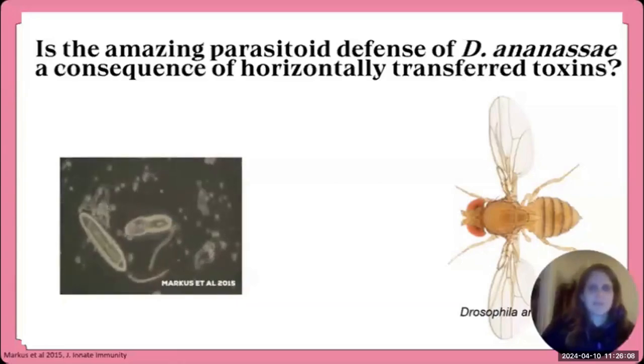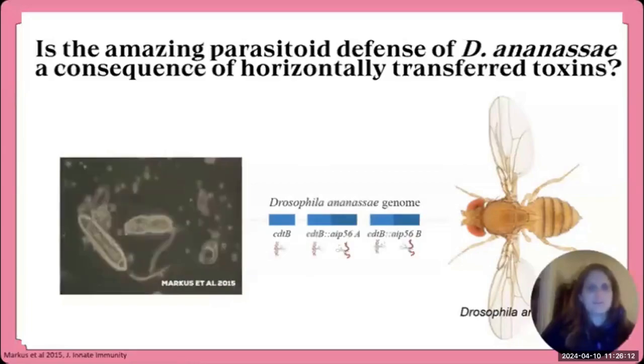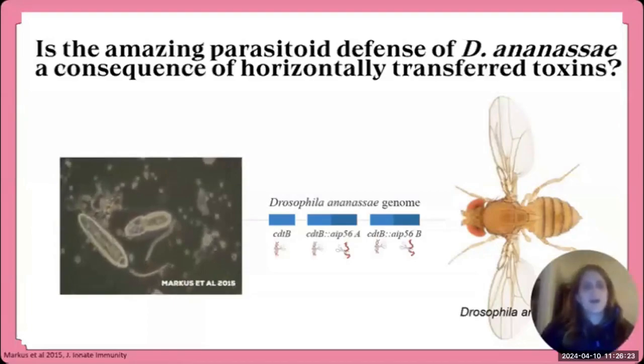So the hypothesis I was asking myself is whether or not these two genes might possibly be implicated in these multinucleated giant hemocytes, or if they play a role in some capacity in the amazing parasitoid wasp defense that ananassae has.